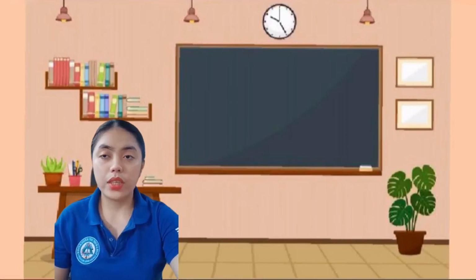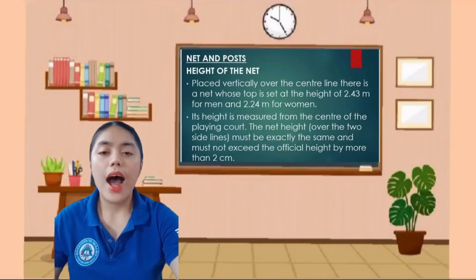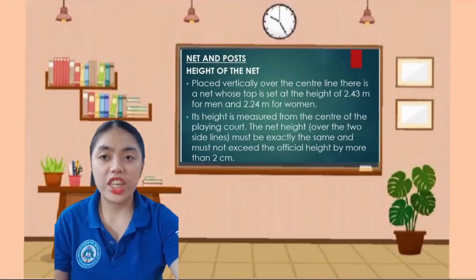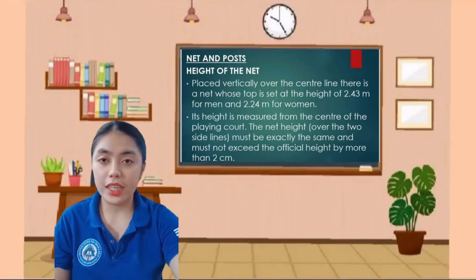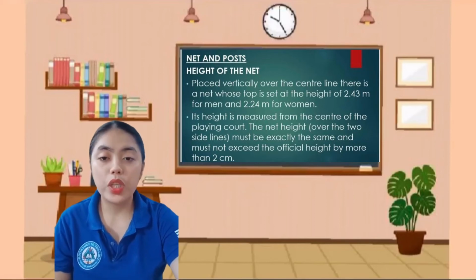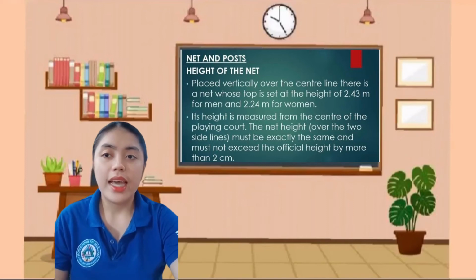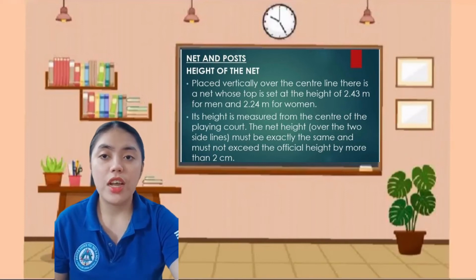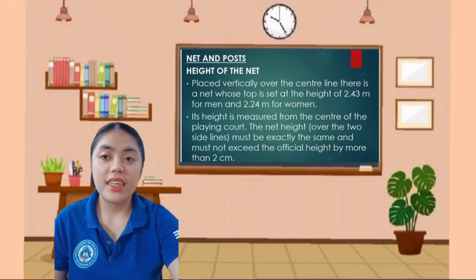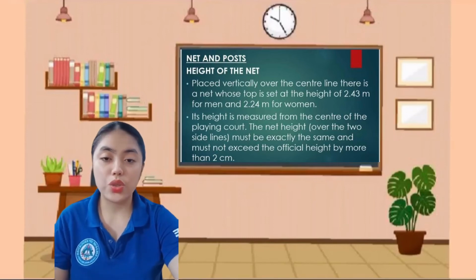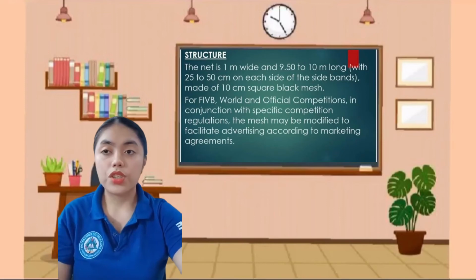Now let's proceed to net and post. Height of the net. Placed vertically over the center line, there is a net whose top is set at the height of 2.43 meters for men and 2.24 meters for women. Its height is measured from the center of the playing court. The net height over the two sidelines must be exactly the same and must not exceed the official height by more than 2 centimeters.